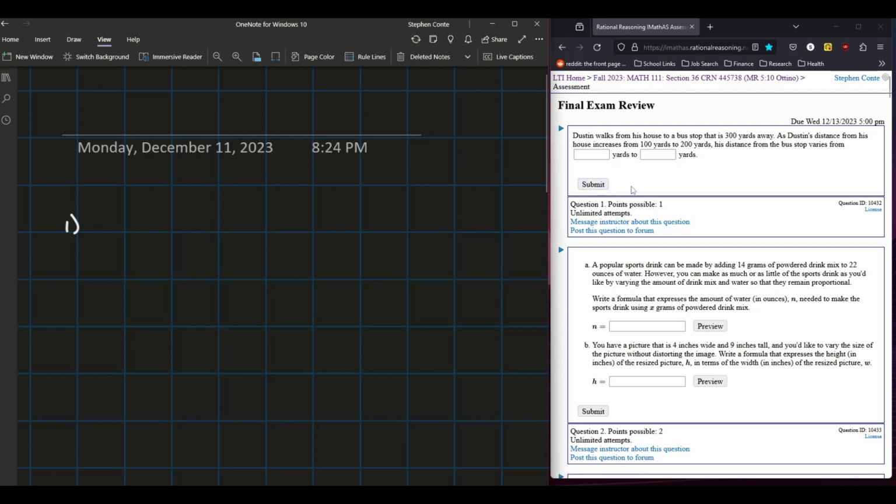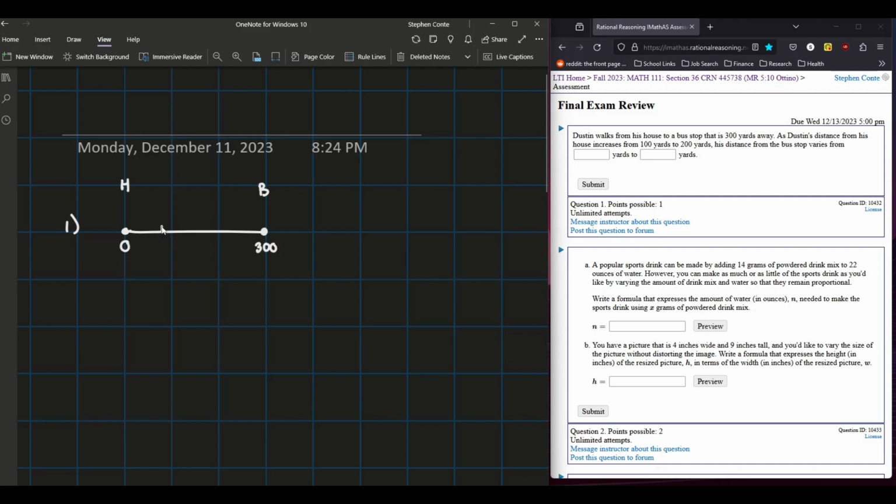So Dustin walks from his house to a bus stop that's 300 yards away. So we'll say that if we're starting at Dustin's house, we're starting at 0. So we'll say the house is our origin. Okay. And then we'll say somewhere, some point along here is the bus stop, which is 300 yards away. Right? This is bus stop B. This is house.